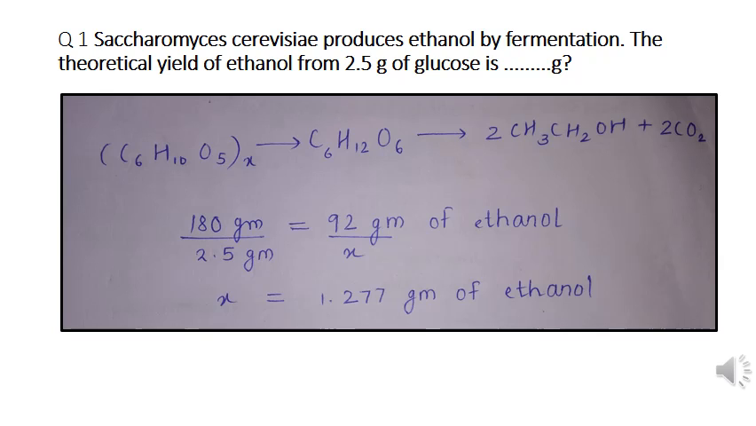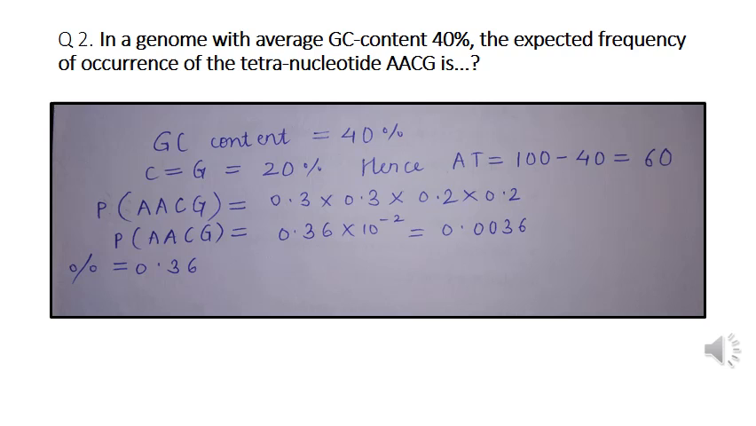We equate for 2.5 grams. So the answer you will get is 1.277 grams of ethanol. It is very important to keep in mind that the unit is grams, and you can also calculate the moles directly from the equation given here. So this is the answer, 1.277 grams of ethanol. Move on to the next question.